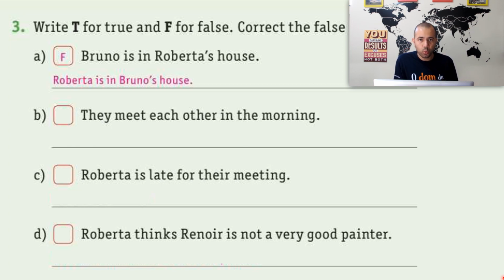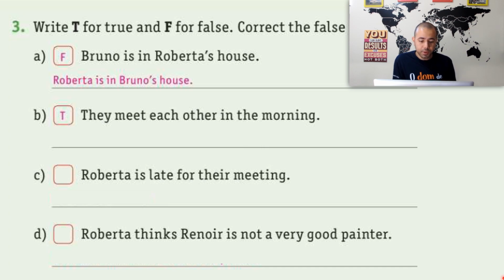We have a special word in the text. The word is breakfast, because Mrs. Brown said, "Oh, I am preparing breakfast for you." So if Mrs. Brown is preparing breakfast, it's morning. So they meet each other in the morning. It's true. That sentence is okay.